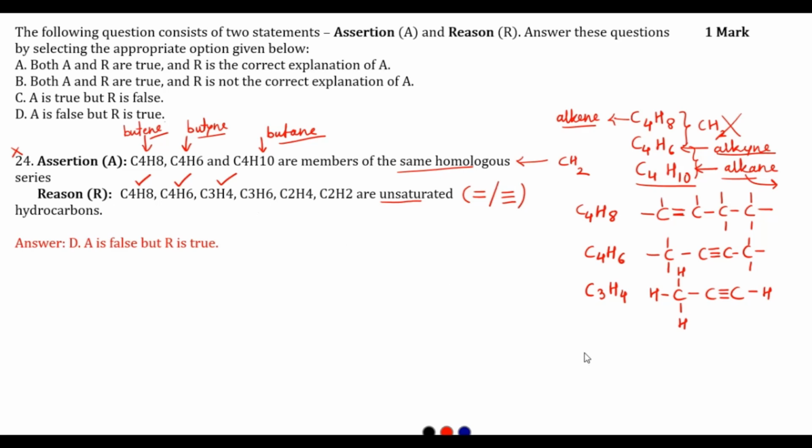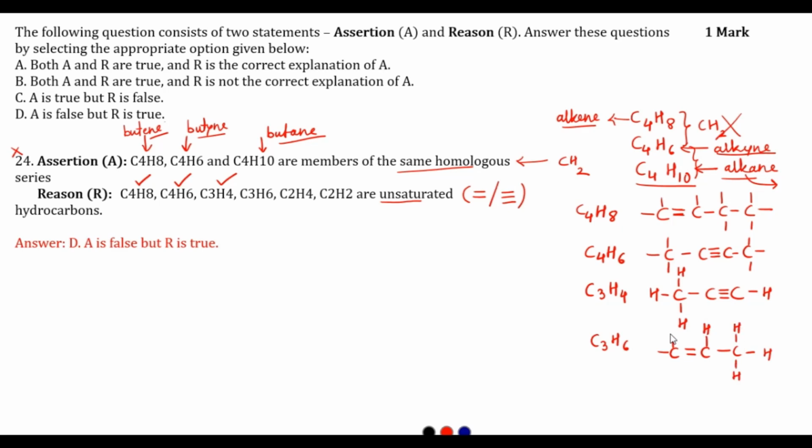C3H6 means what? C3H6 means I have to increase another 2 hydrogens. So I should not take triple bond, I should take double bond. So I took here double bonds here. Then like this H, H, H.